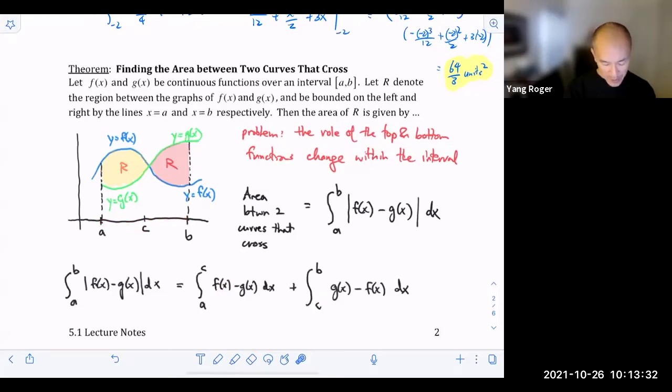From C to B, the role of the top function changes. So I'm going to put the g of x in front first and then subtract the f. And we're going to add these two because this is the sum of two areas. Does that make sense to everybody? So you don't really need to mess with the definition of the absolute value. I wanted to emphasize that because multiplying by -1 is what allows us to interchange the f and the g for the second integral over here. But as long as the top function is always on top, always first, and you're subtracting the bottom function away, you're good. All right.